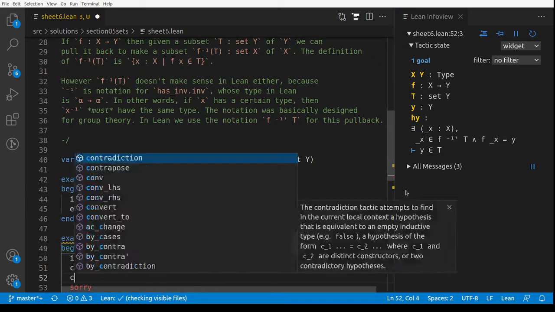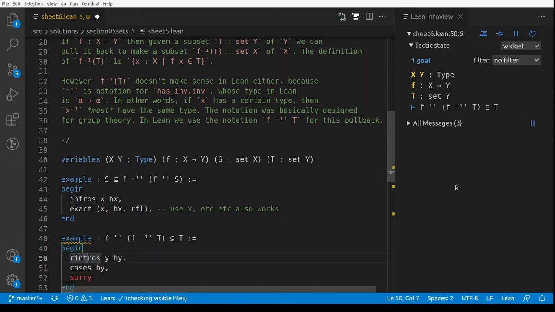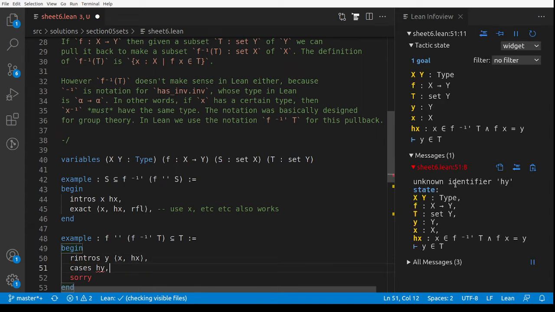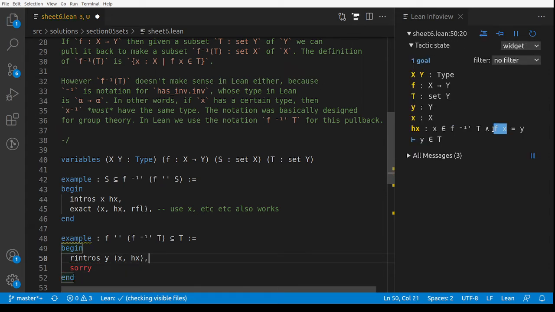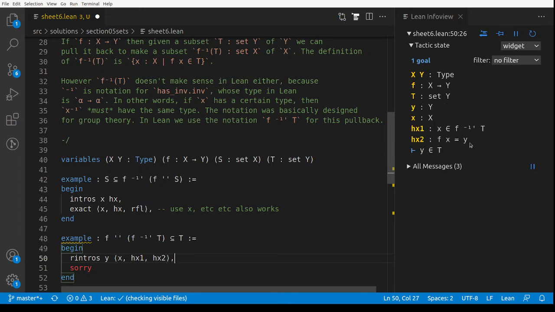So we could do cases on it, right? We could do cases hy, and then we get some stuff. But with intros and cases, we don't need the change, and we could do it with rintros. So this could be x hx. And the hx is an and. So we could do hx1 and hx2. But hx2 says f of x equals y, and y is an arbitrary element of capital Y. So we can do the rfl trick for this. And now there's no y's at all, so we didn't even need to name y.